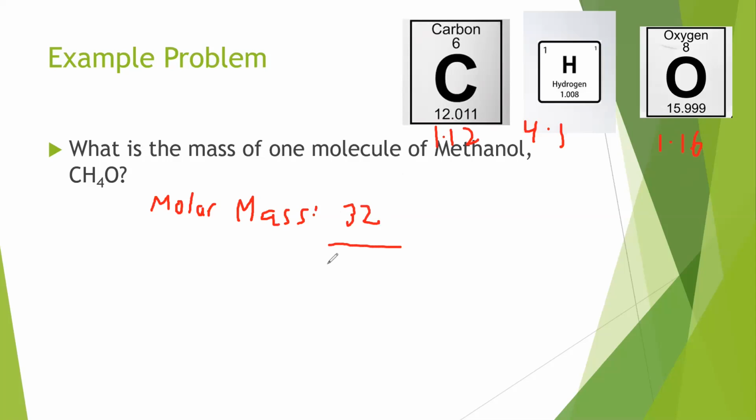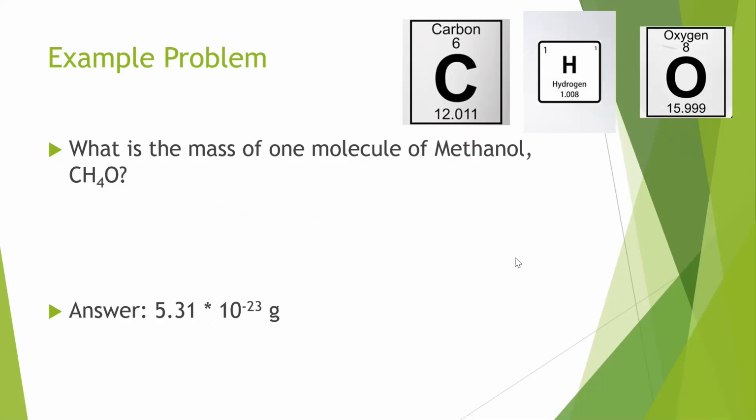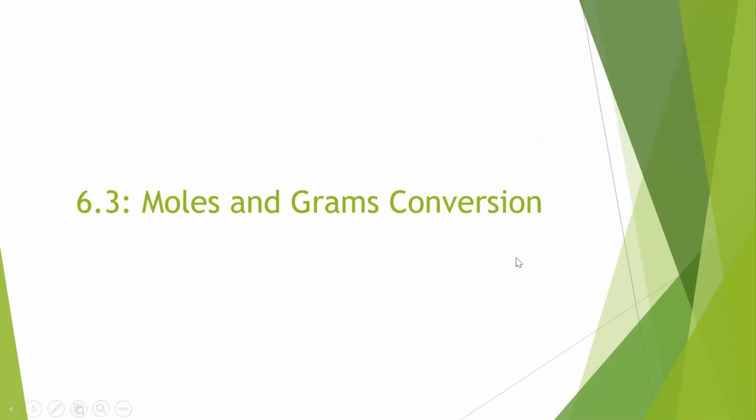And then we can just divide by Avogadro's number, since we know 32 grams is 6.02 times 10 to the 23rd molecules. So for 1 molecule, we can just divide by that same number. And if you have a calculator, this is the right answer, 5.31 times 10 to the negative 23rd. So good job to everyone who answered. You all got it right.